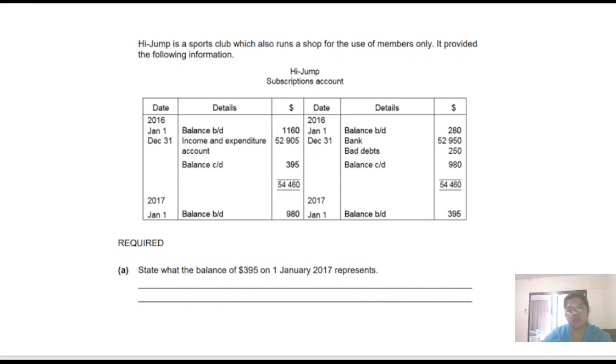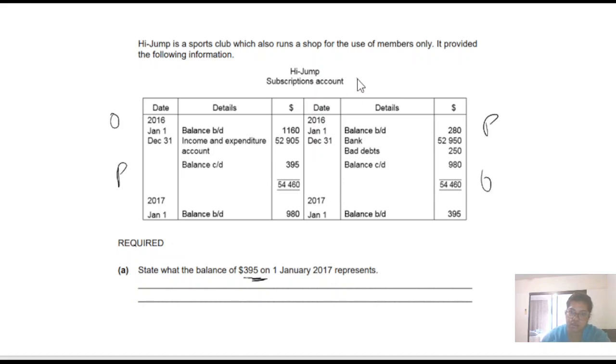Okay, so in this question you have a club, and the club runs a shop as well. Now you have to face some questions. The first one, part A, asks you to identify this 395. What is 395?